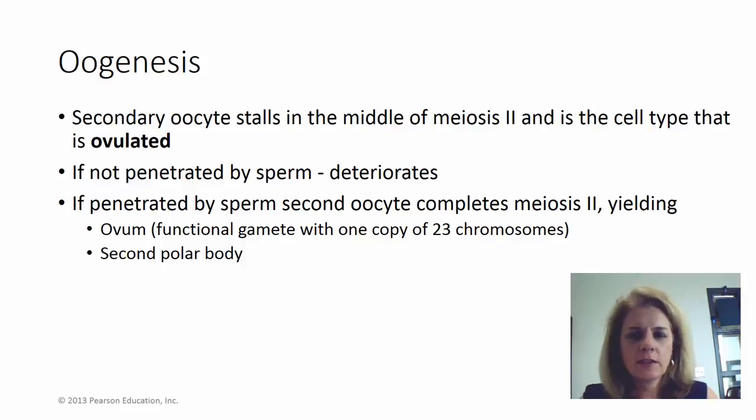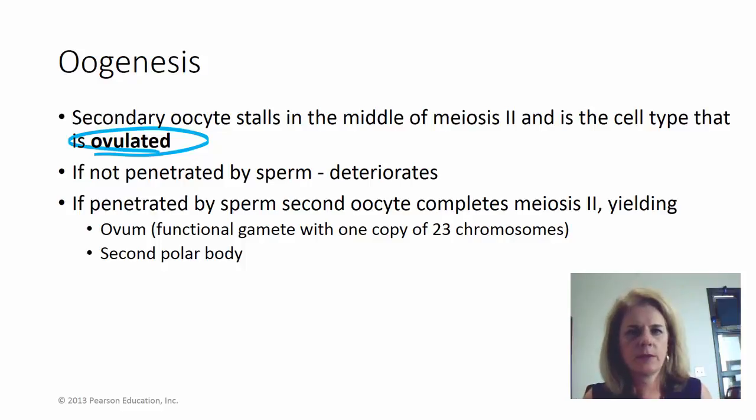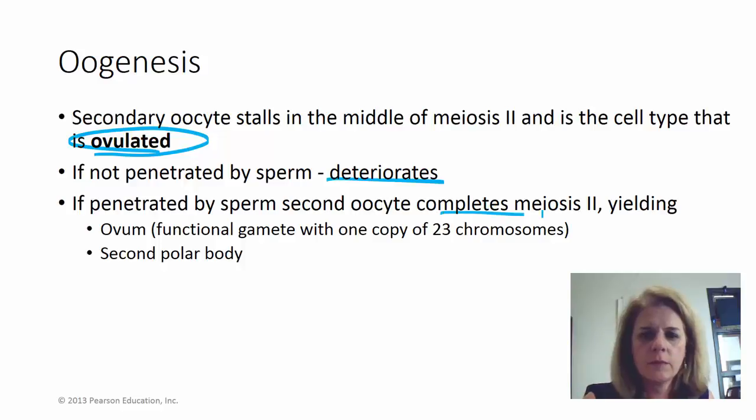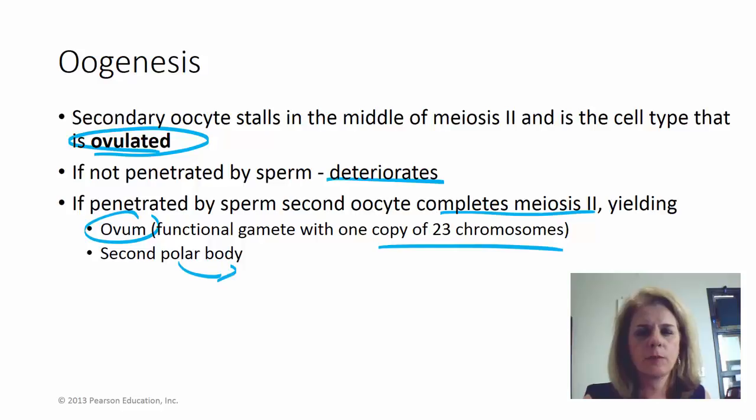So this secondary oocyte is going to stall in the middle of meiosis 2, and that's what's actually ovulated. So it's still not fully developed. It's still not at that full process of ready to be fertilized. If it doesn't get penetrated by a sperm, it simply breaks down and deteriorates. If it does get penetrated by a sperm, if fertilization occurs, then that oocyte completes meiosis 2. And this is when it's a fully formed ovum. It's a functional gamete with one set of 23 chromosomes. And it gets rid of that little second polar body, that little small bit of genetic material.